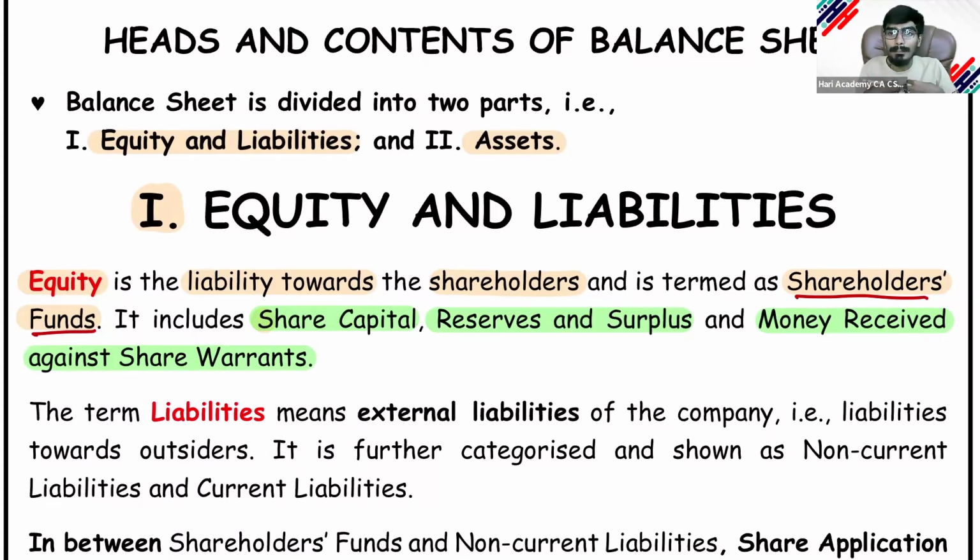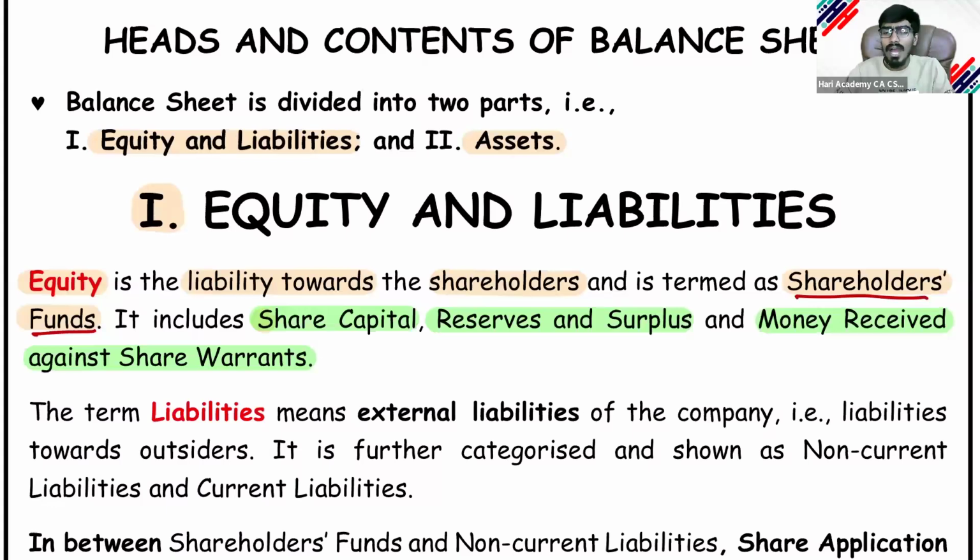For example, there is a company Paul Limited. I am running Paul Limited. I am a board director of Paul Limited. You are my shareholder. Assume Shakti is my shareholder, giving me 1 lakh to do my business. He is investing in my business. He is my shareholder. That shareholder will be treated as an equity because I am liable towards that shareholder. I treat them in a separate account called the shareholders fund account. It includes share capital, reserves and surplus, and money received against share warrant.